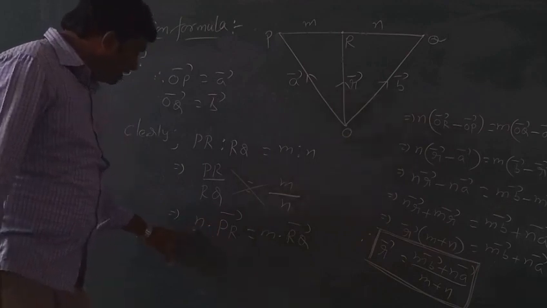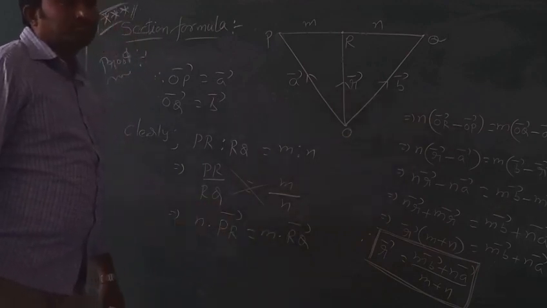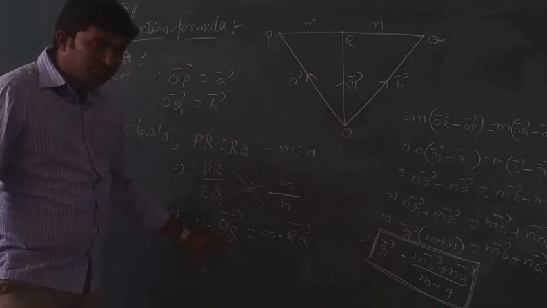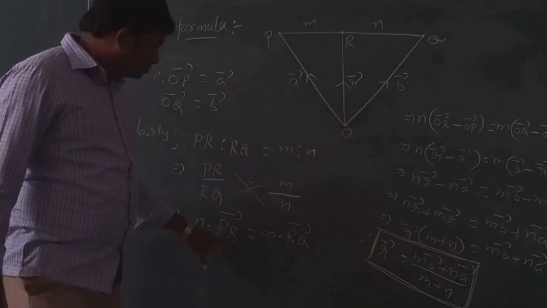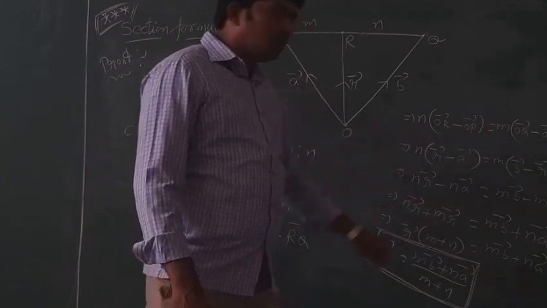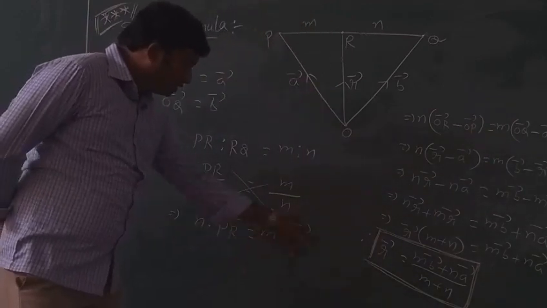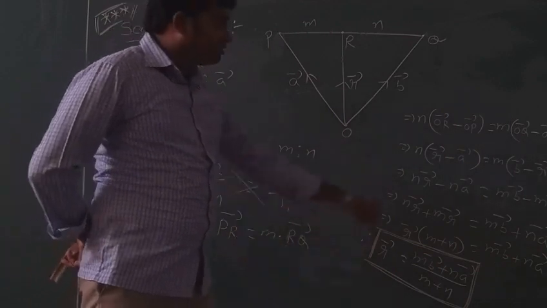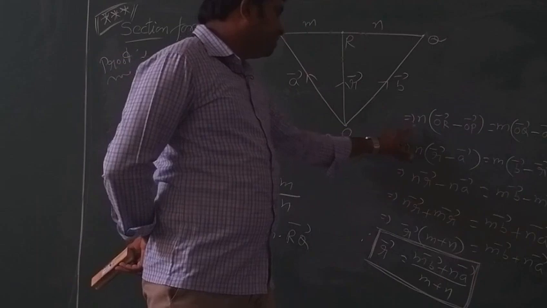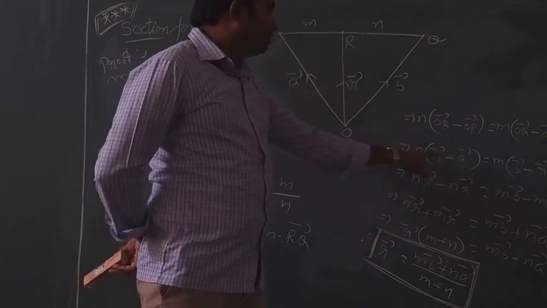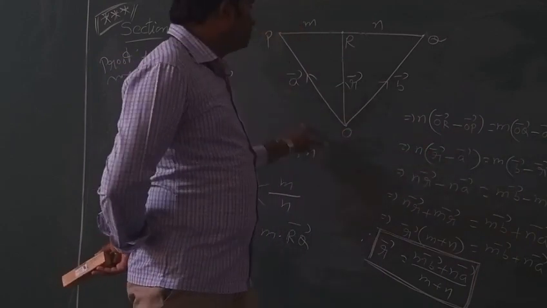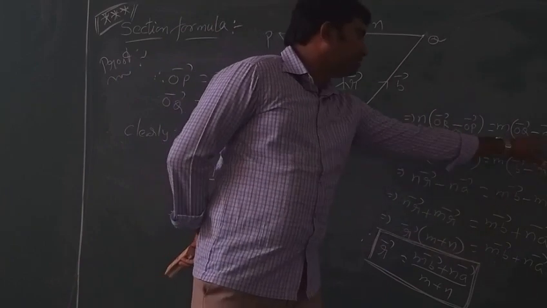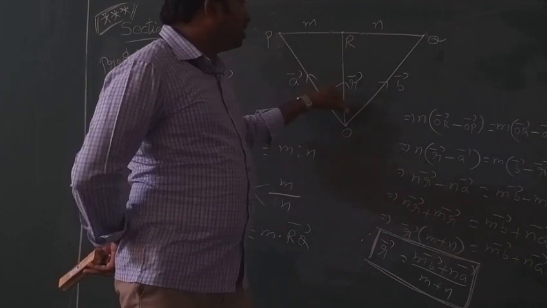Just tell me next: N into what is PR bar? We can represent any vector using position vectors. How? Position vector of the terminal minus position vector of the initial. That means OR bar minus OP bar is equal to M into RQ bar, which can be written as OQ bar minus OR bar. Next, substitute the values. N into what is OR bar? R bar minus OP bar. What is OP bar? A bar is equal to M into what is OQ bar? B bar minus what is OR bar? R bar.